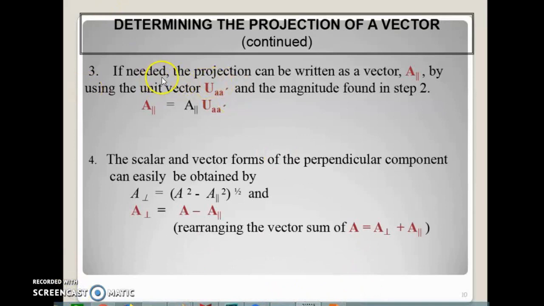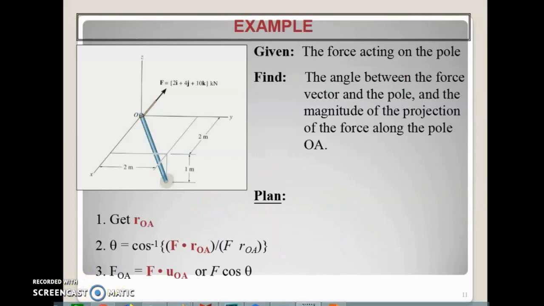Okay, and then if you want to find the projection, you can write this A parallel in the vector form. So you need to use this formula: the vector is equal to the magnitude of A multiplied with the unit vector AA'. The scalar and vector form of the perpendicular component can easily be obtained. Once you have A parallel, if you want to get the perpendicular one, the formula is like this: A perpendicular equals A minus A parallel. Okay, now let's do some examples.